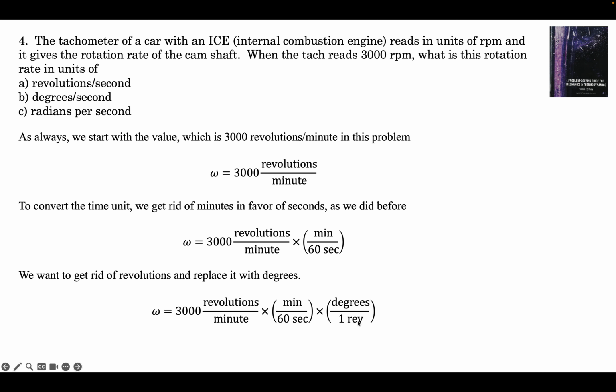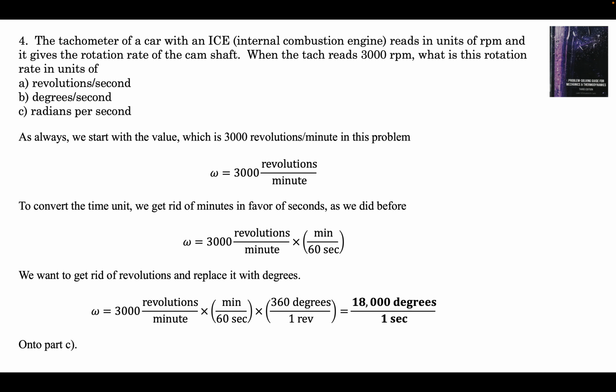And now we have to make this top and the bottom equal, so the fraction is equal to 1. There are 360 degrees in a circle. One time around is 360 degrees. And now we can do the multiplication. The revolutions cancel, the minutes cancel, we get degrees per second, which is what we want. It's a lot of degrees per second.